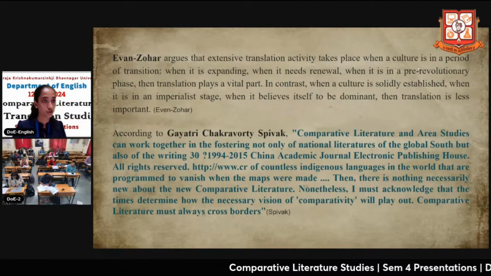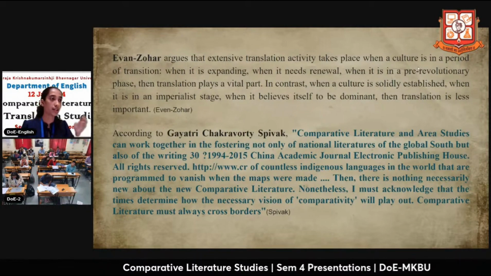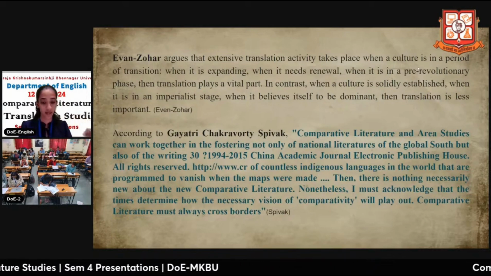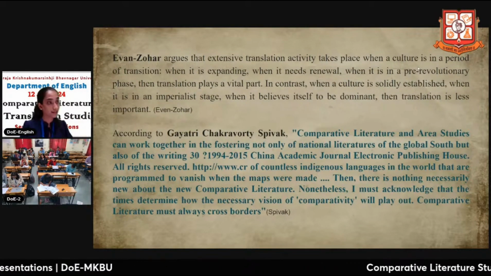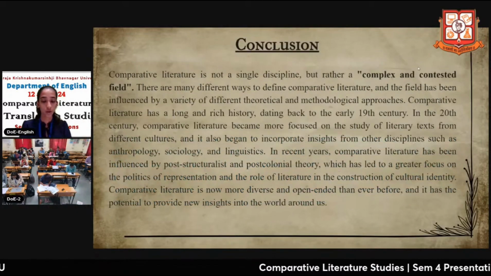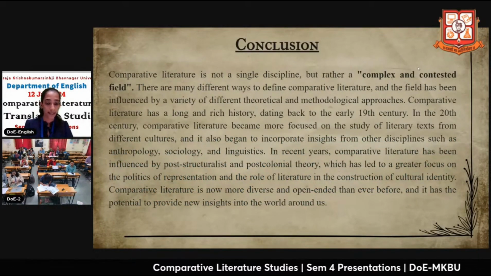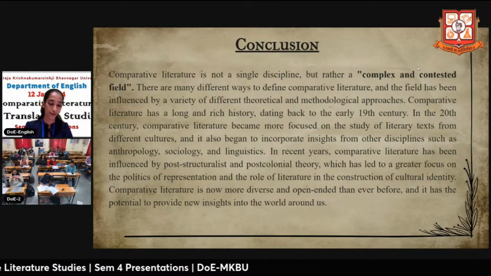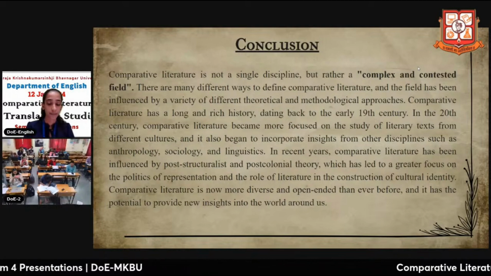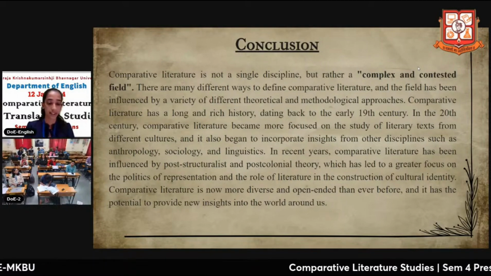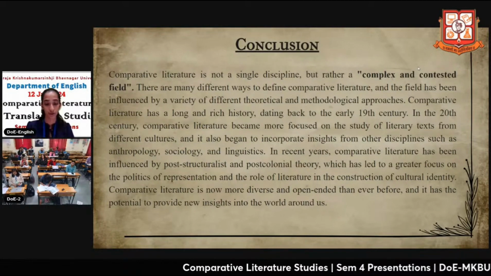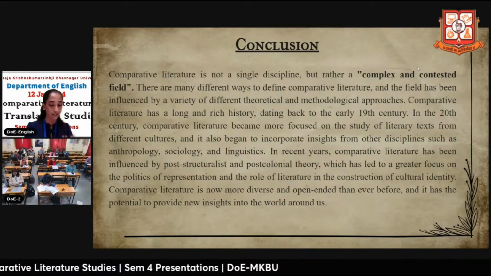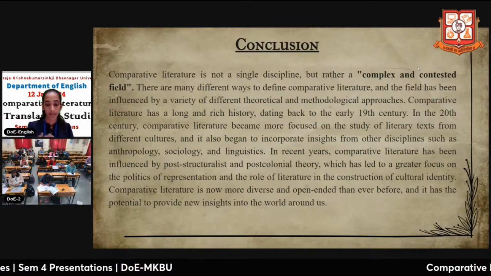And in the introduction also we have seen that comparative literature is about cross-cultural texts, and it studies the patterns and actions. Towards the conclusion, comparative literature is not a single discipline but rather a complex and contested field. There are many different ways to define comparative literature, and the field has been influenced by a variety of different theoretical and methodological approaches. Comparative literature has a long and rich history dating back to the early 19th century.